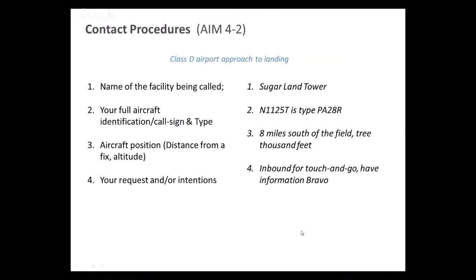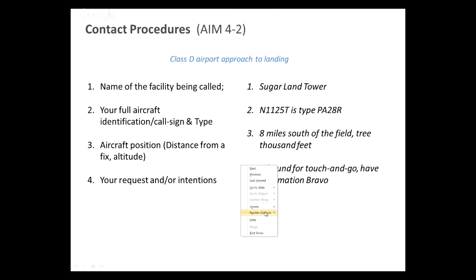Let's do another example. I think I've got a bunch of them here. Okay, Class D airport, approach to landing. So this is actually the frequency that I've currently got paused on the speaker. But Sugar Land's a Class D airport. It's a blue-colored airport on our chart. It is surrounded by a dotted blue line, blue circle. So it's Class Delta. So here we go. Sugar Land Tower, November 1125 Tango is type PA28, 8 miles south of the field. 3,000 feet, inbound for touch and go, have information Bravo.